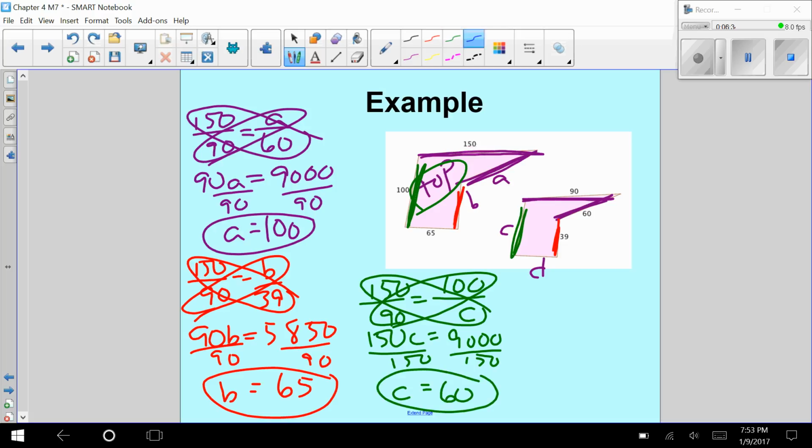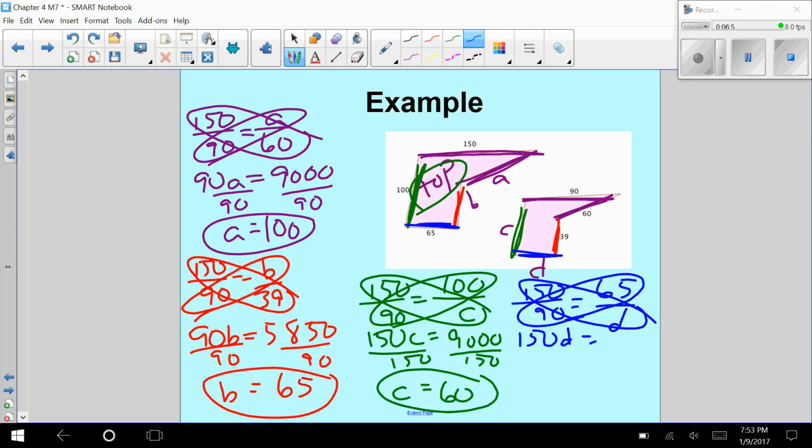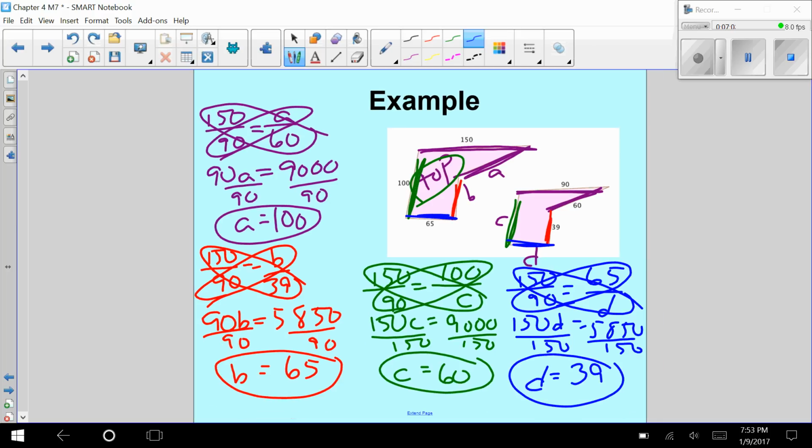Last but not least is side D. Use our same first ratio, 150 over 90 equals 65 goes with D, so 65 over D. Cross products, 150D equals 90 times 65, which is 5,850. Divide by 150, and D equals 39.